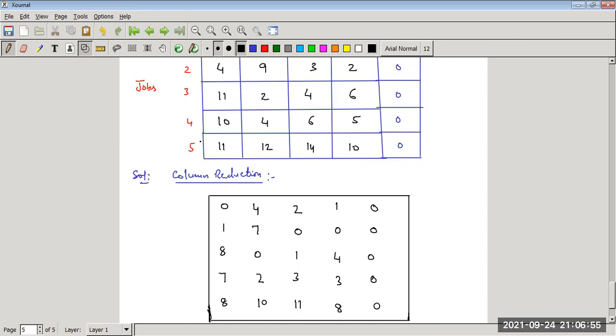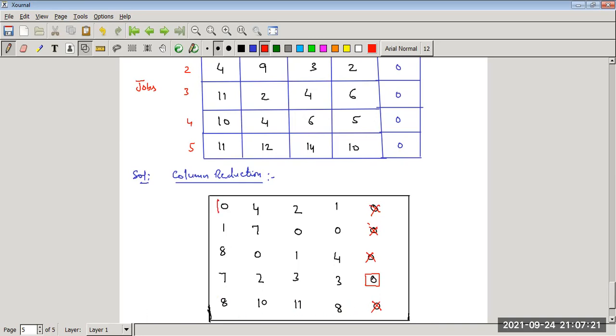Now we start the process. We make the assignment. In the first row, there are two 0s, leave this. In the second, there are three zeros, leave this. In the third, there are again two 0s, leave the third row. In the fourth, there is only one 0, so we assign this 0 and cross all other 0s in this column. In the fifth row, there is no 0, so we go column-wise.